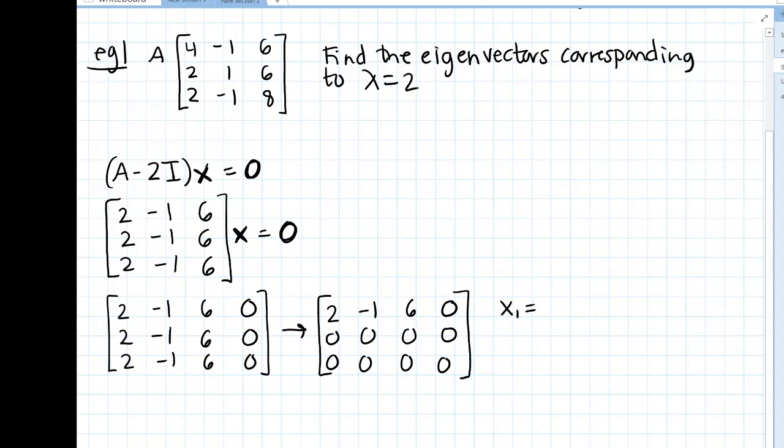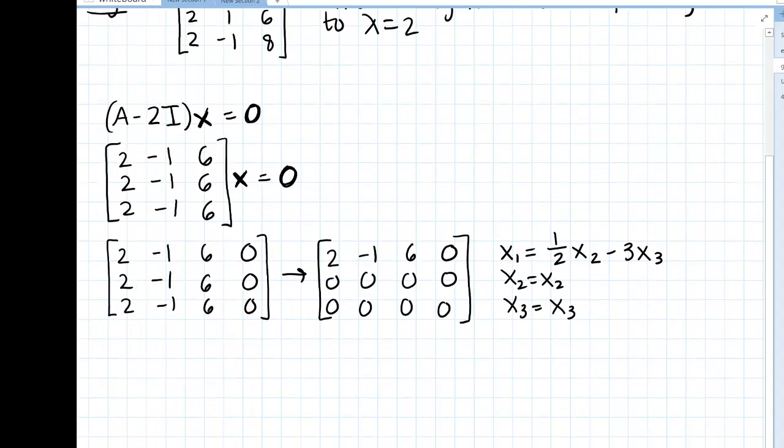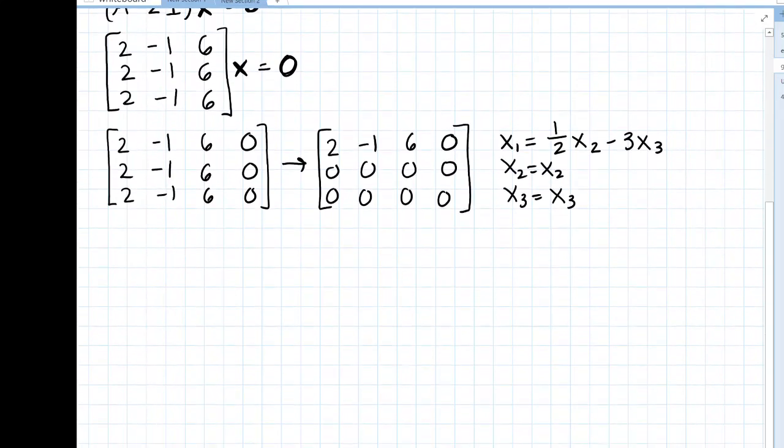if you take this first row and you say 2x1 minus x2 plus 6x3 is equal to 0, you'll find that x1 is equal to, let's see, 1/2 x2 minus 3x3. And then x2 is a free variable, so that's just equal to itself, and x3 is also a free variable. So x2 and x3 can be anything, and then we know what x1 is based on those two.